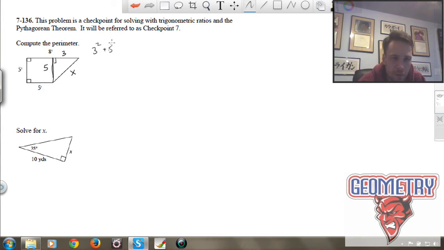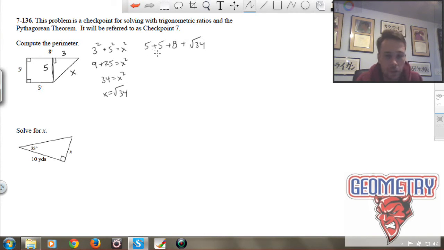3 squared plus 5 squared equals x squared. So 9 plus 25 equals x squared. 9 plus 25 is 34. 34 equals x squared. So x equals the square root of 34. So the perimeter here is 5 plus 5 plus 8 plus the square root of 34.